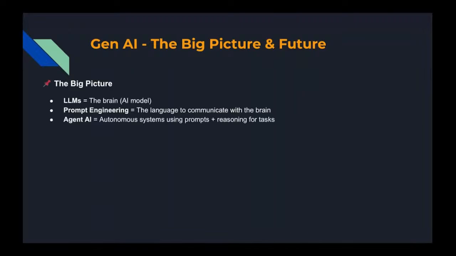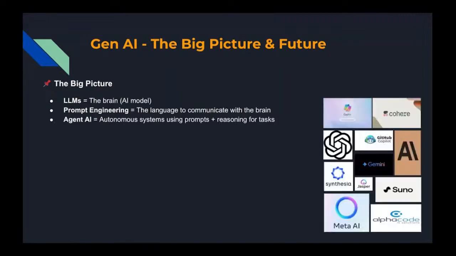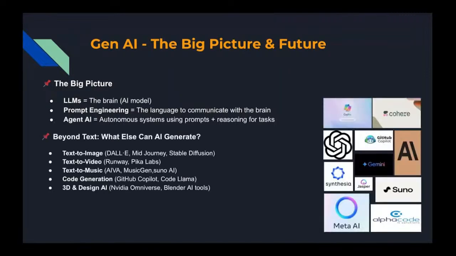To summarize: LLMs are the brain, prompt engineering is the language to communicate with the brain, and agentic AI is an autonomous system using prompts plus reasoning for tasks. These are the icons of different generative AI tools. We have text to image, text to video, text to music, code generation, and 3D and design AI. If you are in the mechanical industry, mechanical engineers, we have design software like CAD, right?